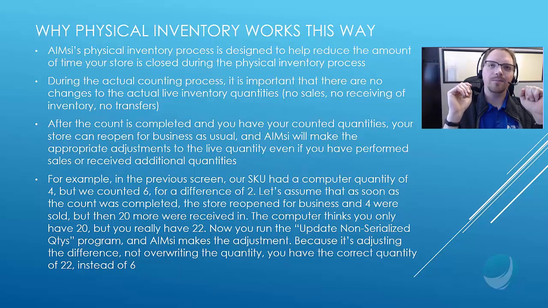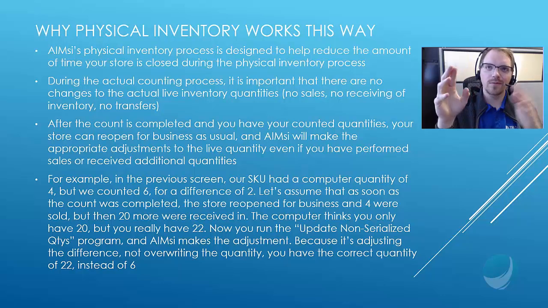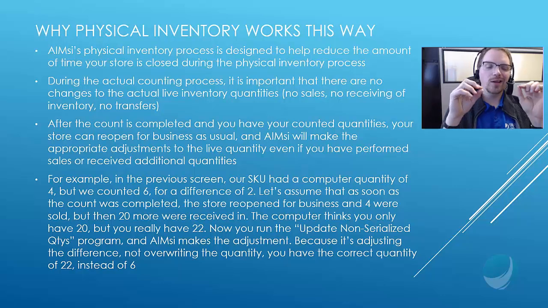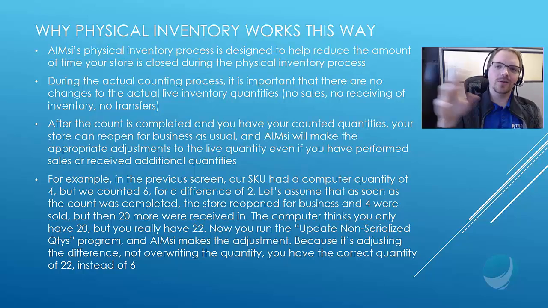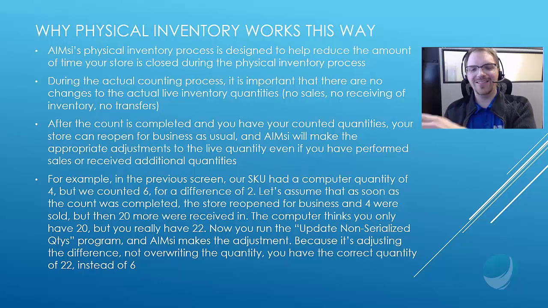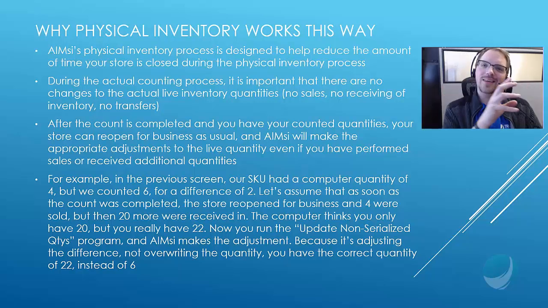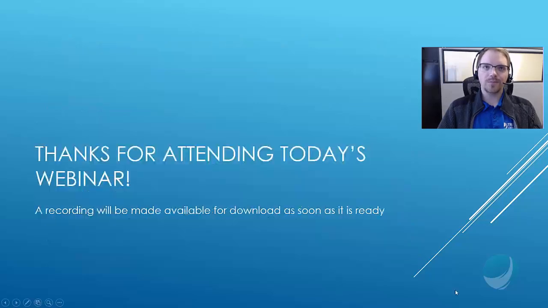And it's also going to put in that counted quantity. So it's going to have both the computer quantity and the counted quantity. When you run that update non-serialized quantity process, it's not just taking the counted quantity and throwing that into your live file. It's actually just taking the discrepancy, as we can see here in my example on screen. Actually, that's one too far. Let me back up one screen here.